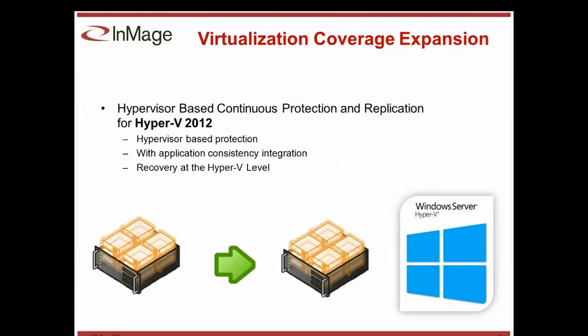We've also expanded our virtualization coverage to Hyper-V version 2012. So we can do continuous data protection and replication for this. It is a hypervisor-based protection. So we do still have the application consistency integration into the guest machines on that hypervisor. And really you can recover at the hypervisor level with Hyper-V. So this really gives a lot of capabilities to the Hyper-V 2012 environment, and gives you a lot of control over exactly which guest you would like to protect and replicate, and your ability to bring them online very quickly.